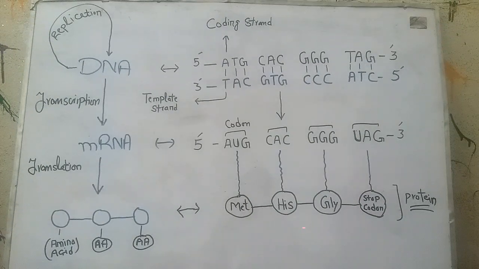We know that at least 20 amino acids are required to make a specific protein. So this is all about the central dogma of molecular biology, which states that the sequential flow of information occurs from DNA to mRNA and from mRNA to protein.